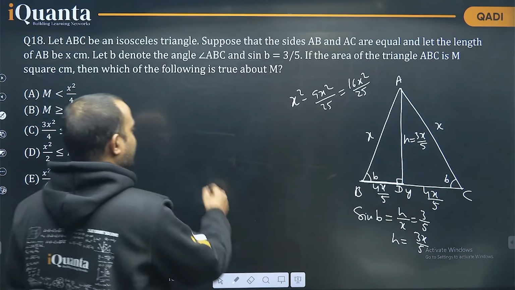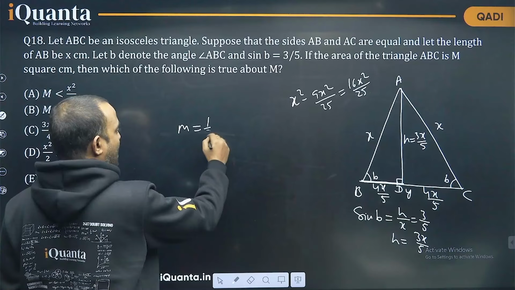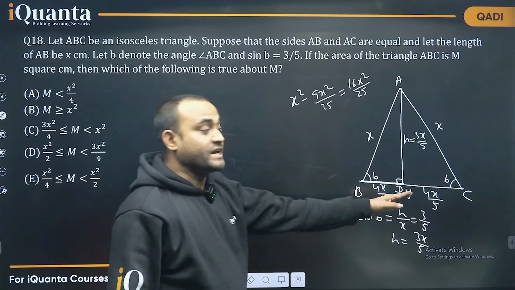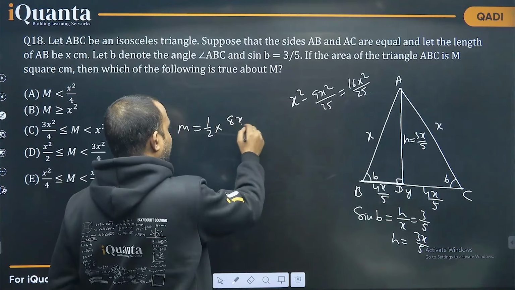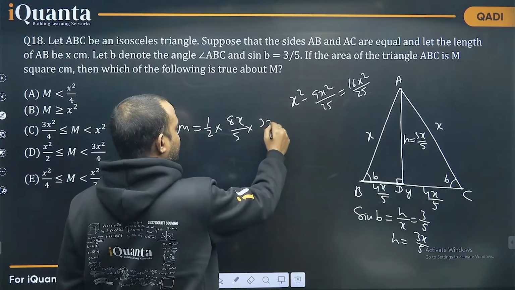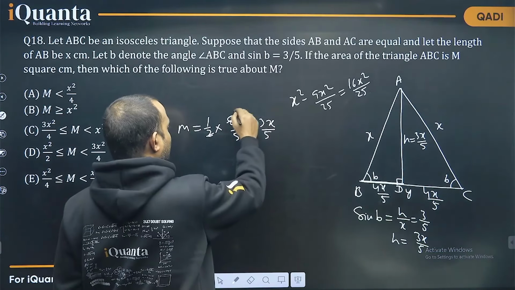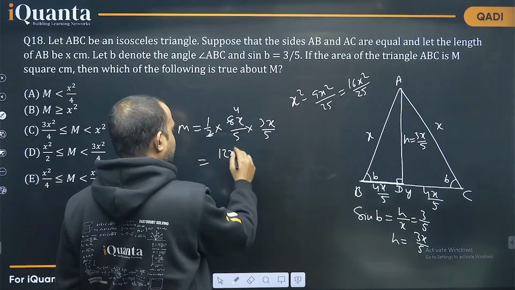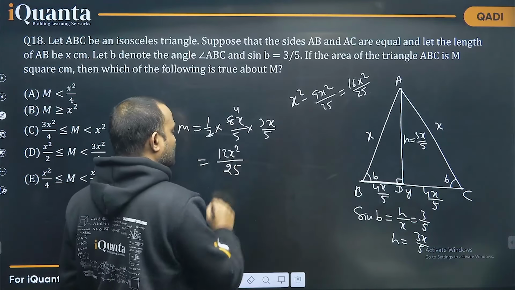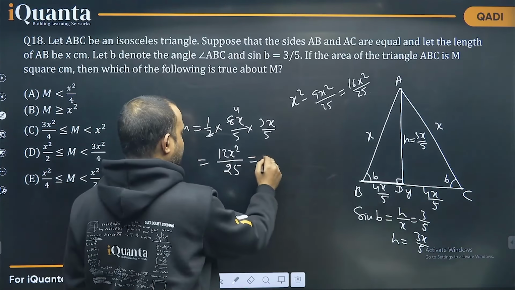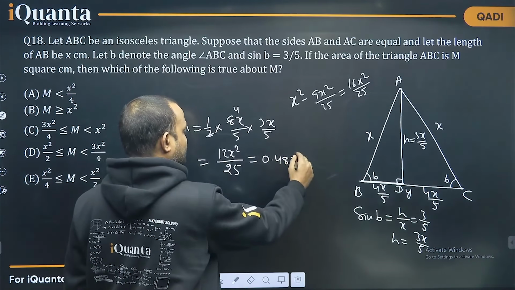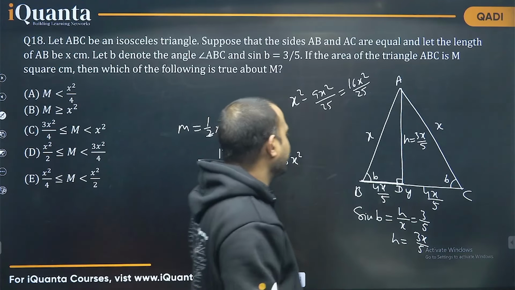Now what will be the area? The area m will be equal to half into base. Base will be 8x by 5 into the height, which is 3x by 5. So this is 4 times, and we are getting 12x square upon 25. 12x square upon 25 is basically 0.48x square, very close to half of x square.